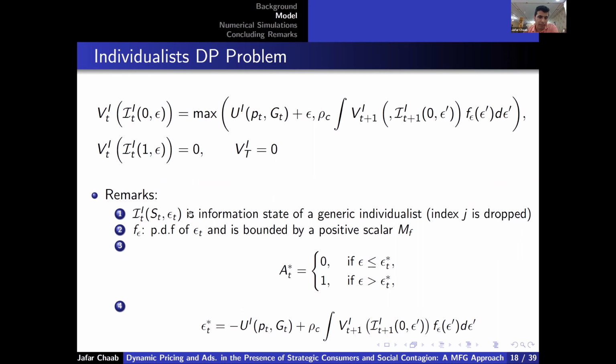And here, the mathematical I represents the information state of a generic individualist, and we can formulate the strategy of the individualist as follows. Basically, here we will have a threshold policy. If epsilon, the random utility, takes a value greater than this threshold policy, the individualist is going to adopt. Otherwise, she may consider adoption in the next purchasing occasion. And at the bottom part, you can see the threshold value.